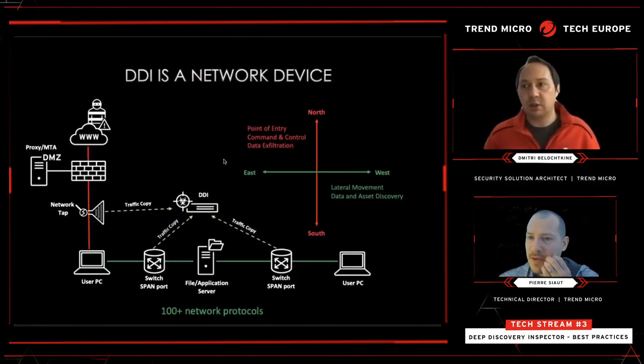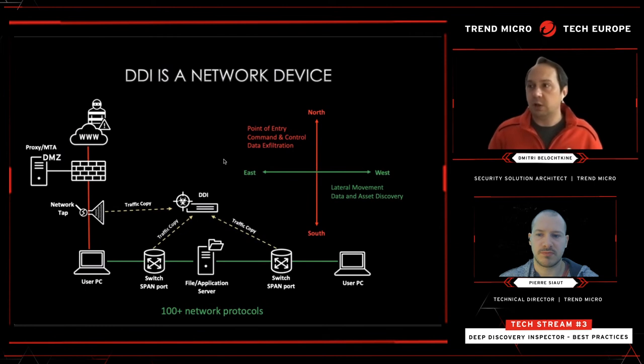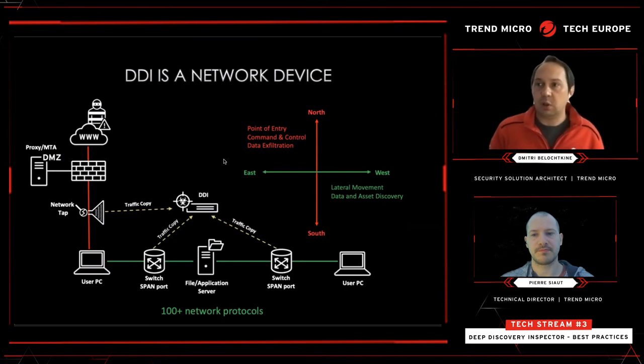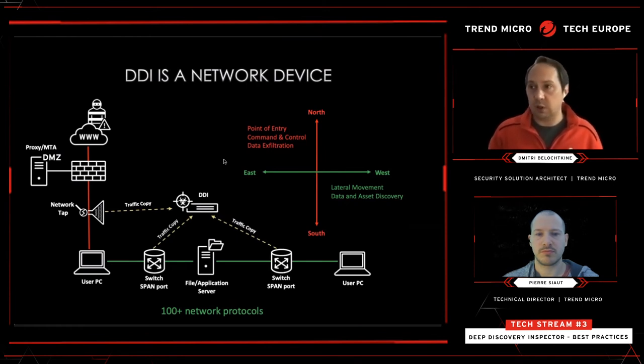So, as I mentioned, Deep Discovery is a network device. Because of this, it's quite easy to start using it. Very low entry barrier, I would say. You don't need to install anything on your systems or servers, and you don't need to change your network architecture. You can either use span ports on your switches or network taps that you already have and start monitoring. What I want to stress is the positioning of the device.